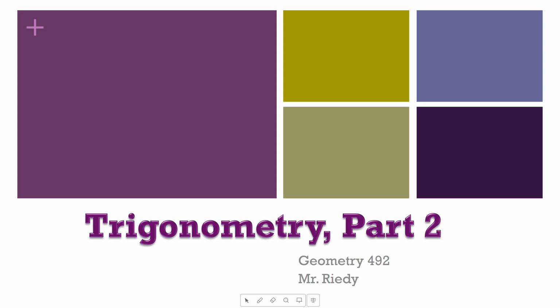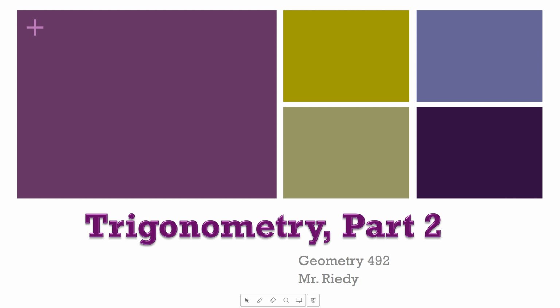Okay, so today we're going to go backwards. Yesterday we knew some angle measures in a right triangle, and we solved for some side lengths using the three trig functions, sine, cosine, and tangent. Today we're going to go backwards. We're going to start with some side lengths and solve for some angle measures.